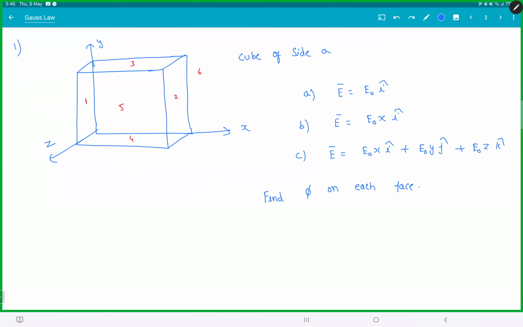Now, can you do the B part? Same thing. Now, instead of the field being constant, now it is E naught x I cap. The field is changing with x coordinate. Now what? Try. I'll give you a minute. If you got B part, then C part will come. So in the exam, if I have to ask you, I'll ask you the C part directly.